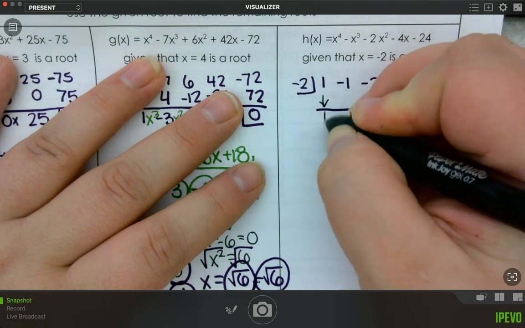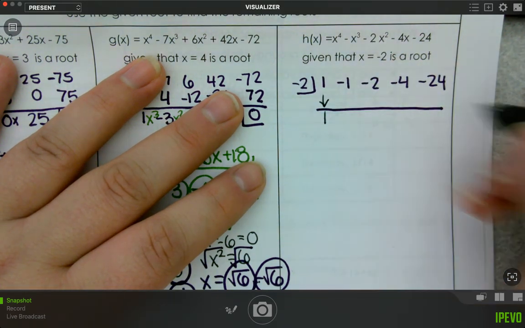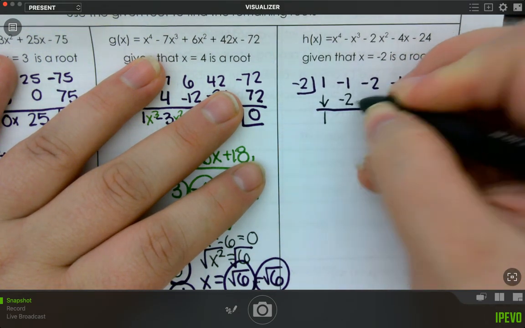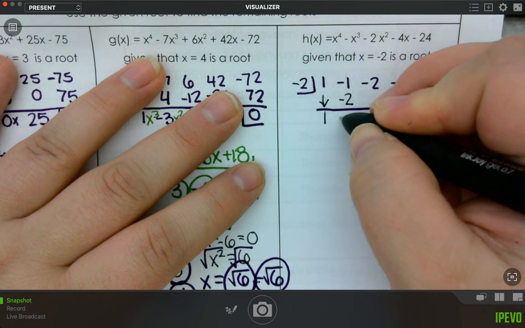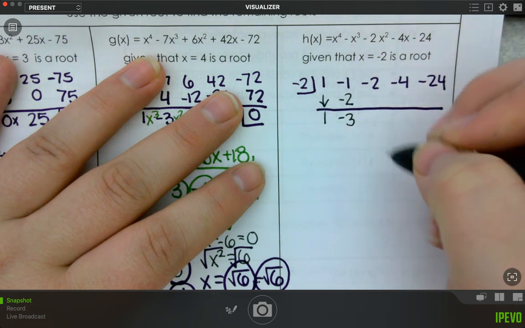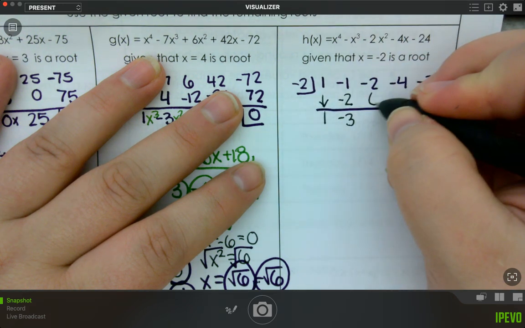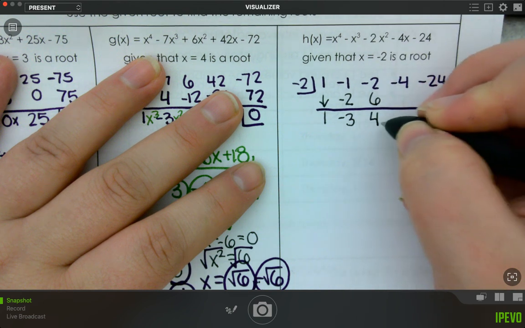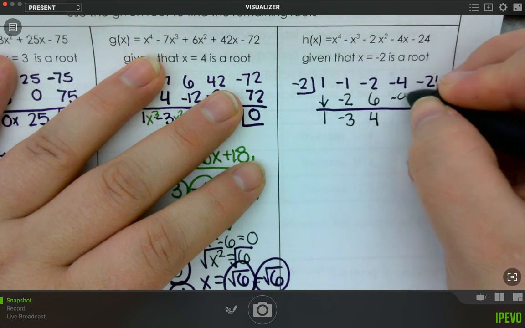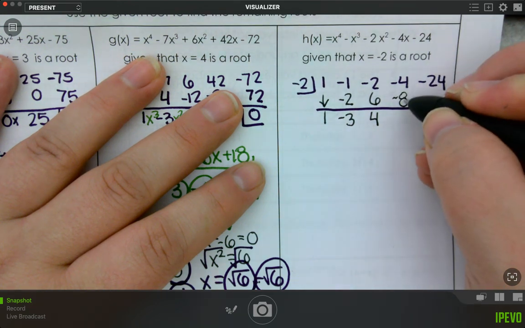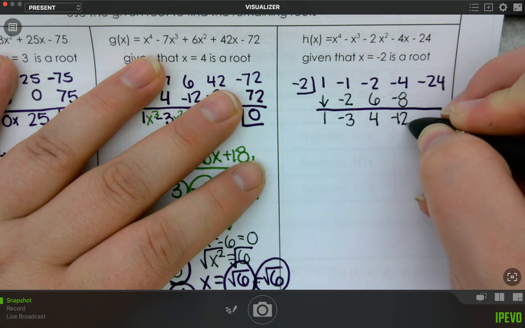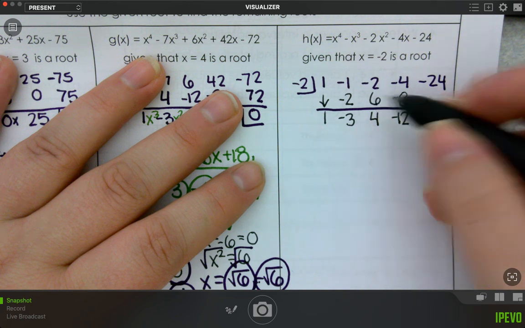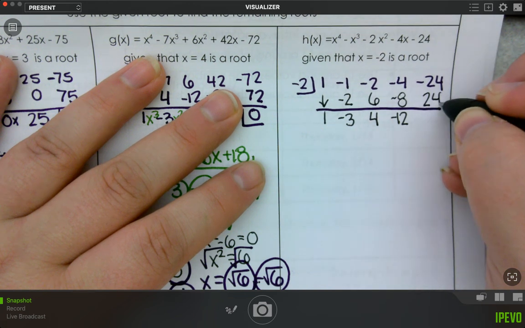Drop this one down. 1 times -2 is -2. -1 plus -2 is -3. -3 times -2 is 6. -2 plus 6 is 4. 4 times -2 is -8. -4 plus -8 is -12. And -12 times -2 is 24.